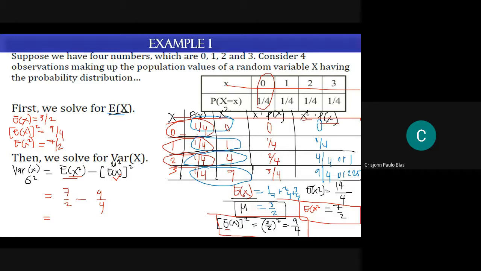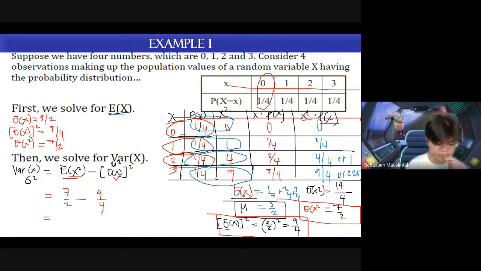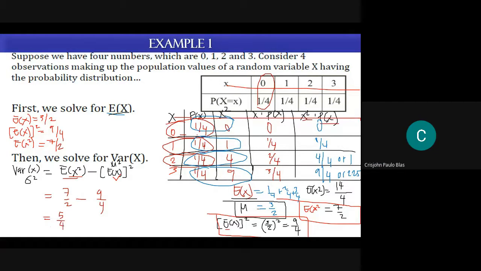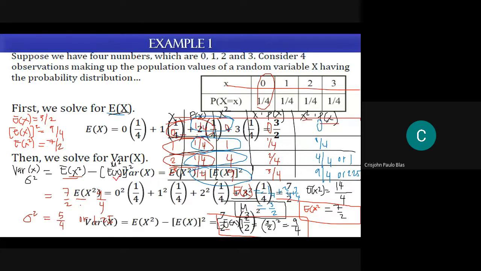Decimal and fraction ang gusto ko. Dalawa. Sebastian. 5 over 4 po, saka 1.25. Very good. 5 over 4 or 1.25. Ganun din ba ang nakuha ng iba? Okay, so tingnan natin kung tama yung labas. 3 halves, very good. And then, sagot ay 5 over 4. Ayun, nakalagay na rito.